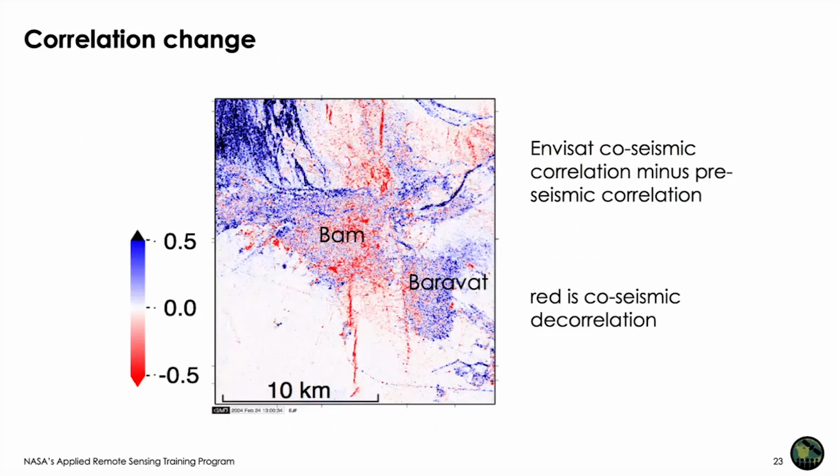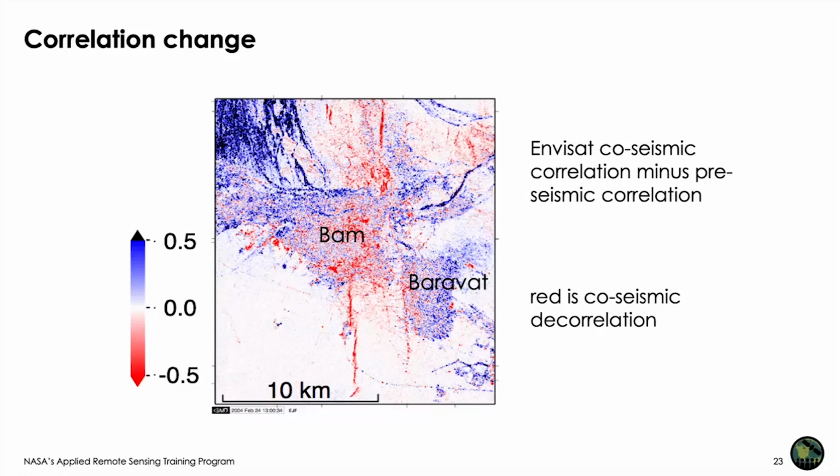So we found that by taking the difference between the coherence, or correlation, between two scenes before the earthquake and two scenes that include the earthquake, we get this correlation change, or correlation difference. And that shows very clearly the distinction between the damage to buildings in the city of Bam and the low coherence that was due to vegetation in Bhairavat.